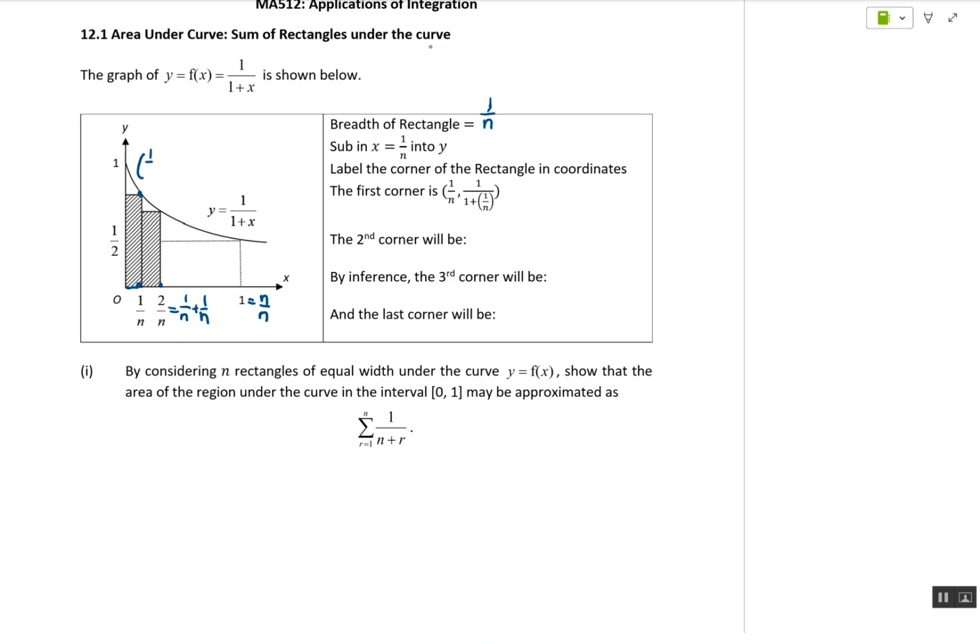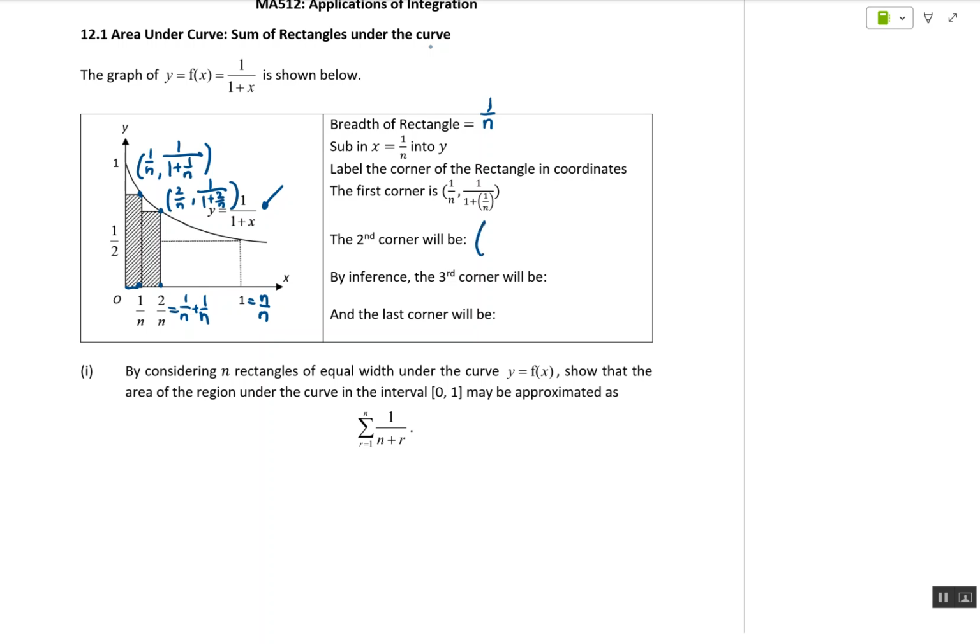The x coordinate is 1 over n. The y coordinate, so look here, this is y equals 1 over 1 plus x. So this will be 1 over 1 plus 1 over n. This is the y value. Label the corner of the rectangle in coordinate form. So this one will be 2 over n, comma, 1 over 1 plus 2 over n. Yeah, that's the y coordinate.